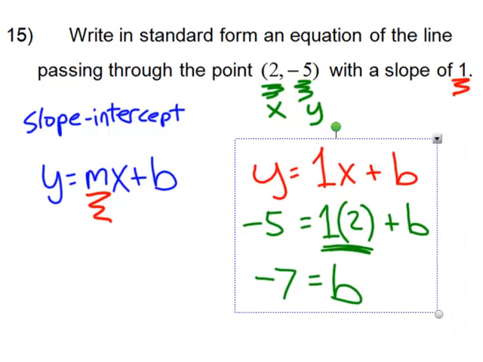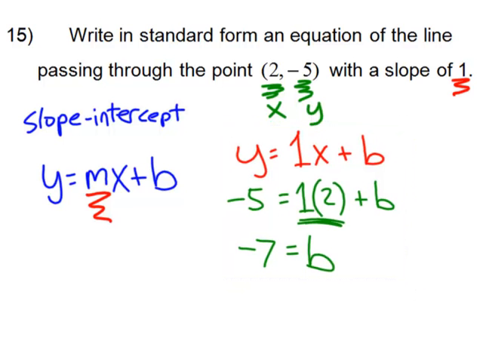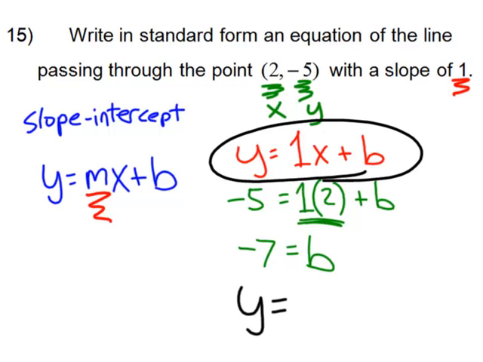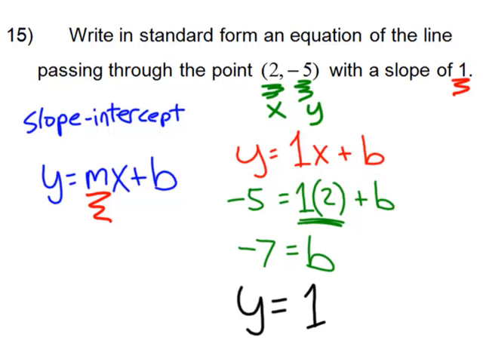I'll go ahead and plug that b value. That's our y-intercept, by the way. If we were to graph this, we'd notice that y equals -7 is our y-intercept. But our equation here is y equals, again, I'm coming back up to this, plugging it in. So y equals 1x plus -7. Or I could go ahead and write -7. That's our slope-intercept form.